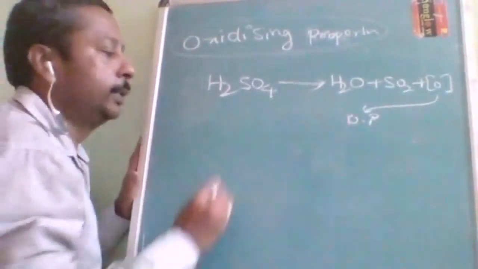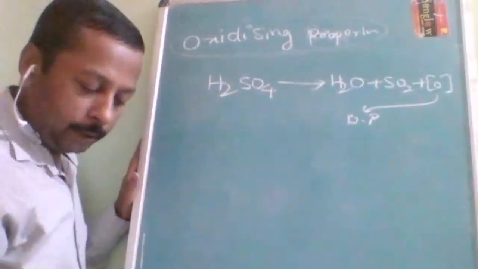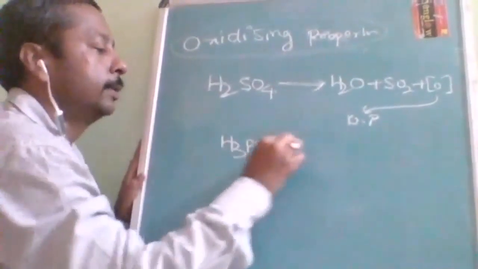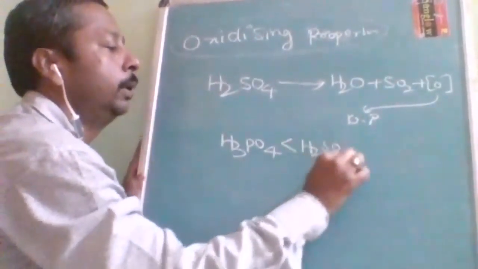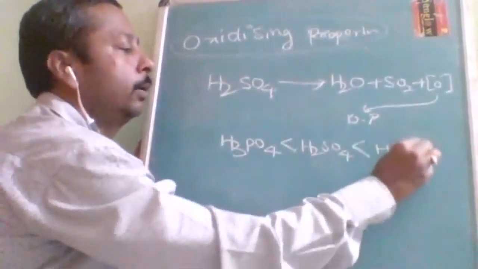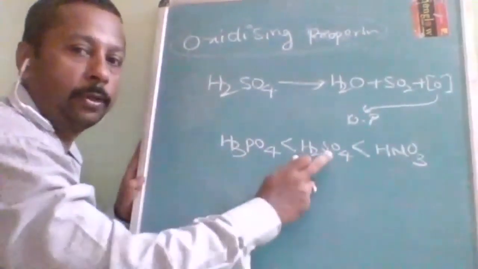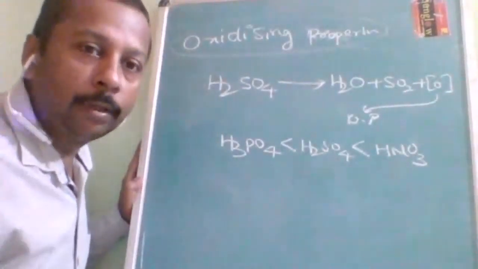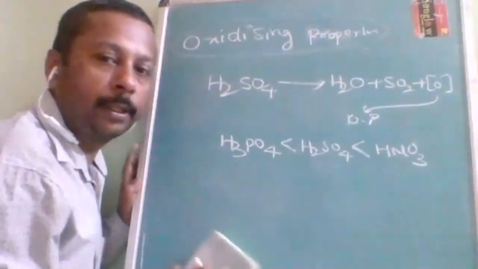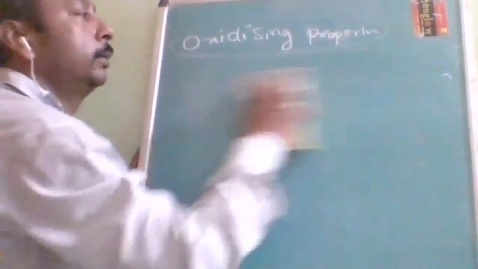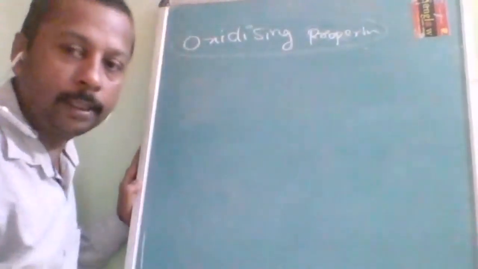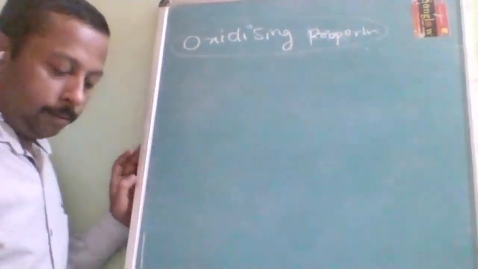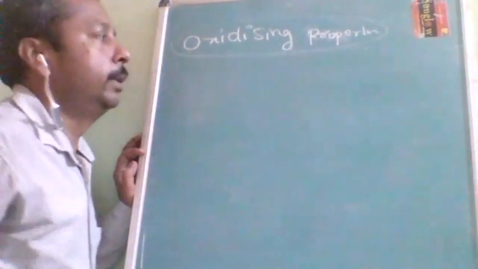One more series you should be knowing: H3PO4 has oxidizing power less than H2SO4, which is less than HNO3. The strongest oxidizing agent is nitric acid, second is H2SO4, third is H3PO4. But that is a topic of ionic equilibrium and redox reactions, which we have studied already. If not studied, go through my ionic equilibrium lectures, where I have mentioned it. Now, according to the oxidizing equation, this is one equation.